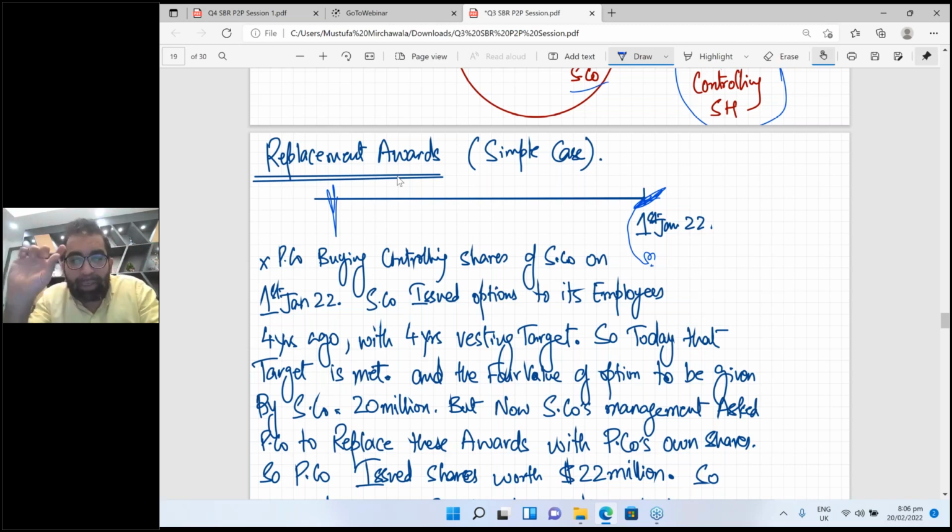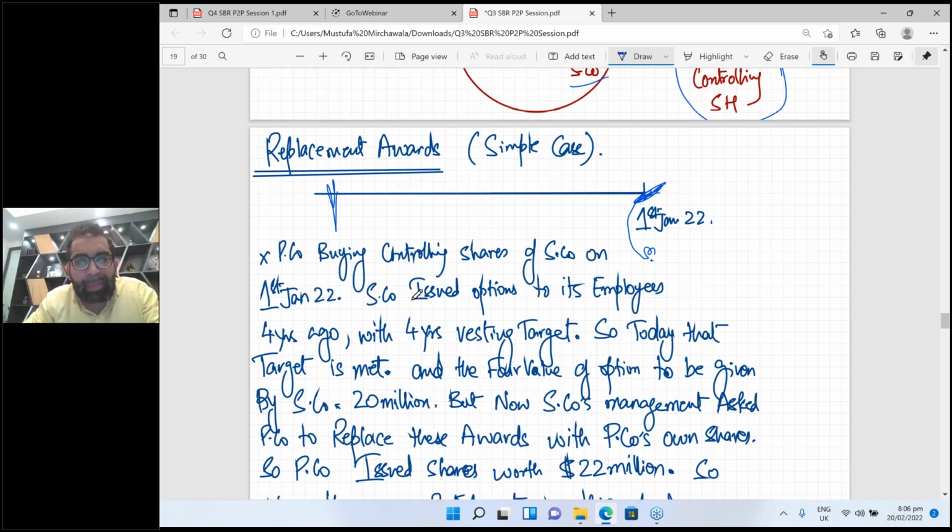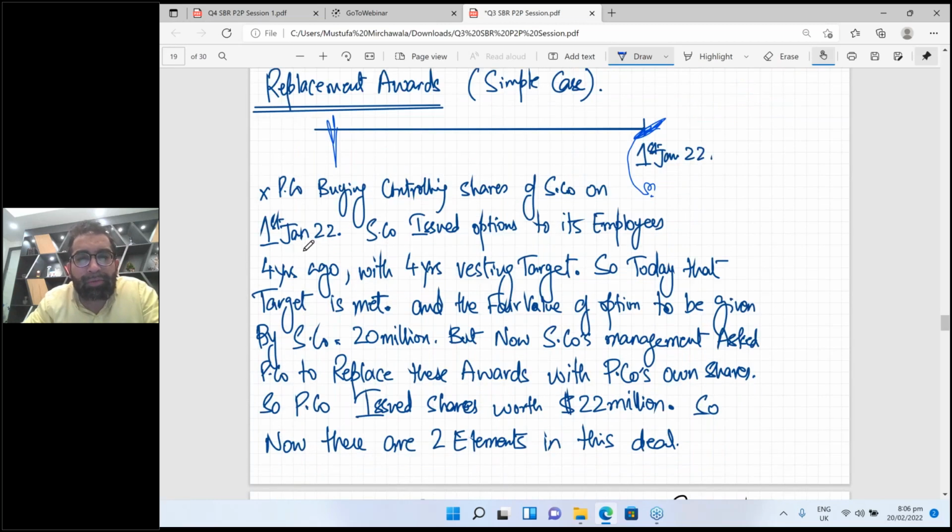Okay, now what is the twist in this story? For example, read this: P company buying controlling shares of S company on 1st January 2022. S company issued options to its employees 4 years ago. This is the back end of the story. Please don't sleep. With a 4 year vesting target. So today that target is met and the fair value of the option to be given by S company is $20 million. Now S company had to give $20 million worth of shares to their own employees.